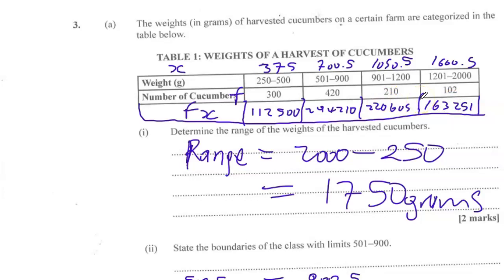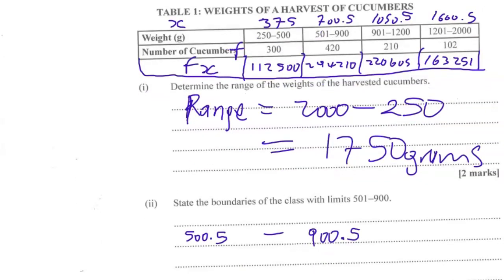So we need the sum of the fx values. So we're going to add up all these fx values, the values in the fx row there. So 112,500 plus 294,210 plus 220,605 plus 163,251, and I'm getting 790,566.